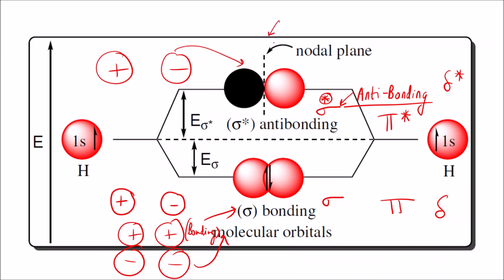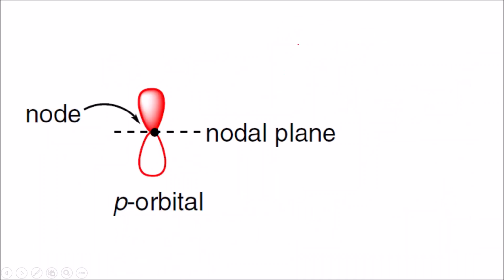And then there is a region where the electron density is 0. If you draw a plane across, that is called a nodal plane, and the dot is called a node. Node is the region where electron density is 0. Okay, like this. So a point where there is 0 electron density is called a node, and the plane that you draw is called a nodal plane. Okay, this was for the s orbital.